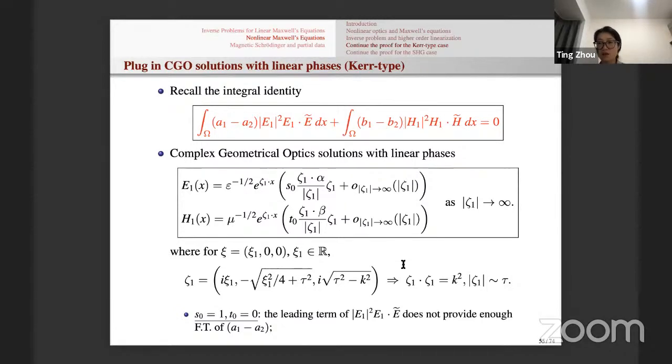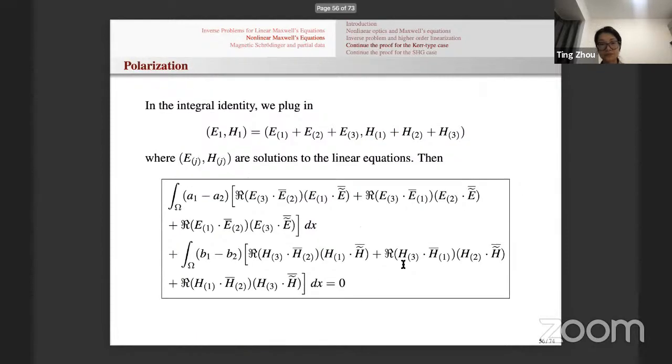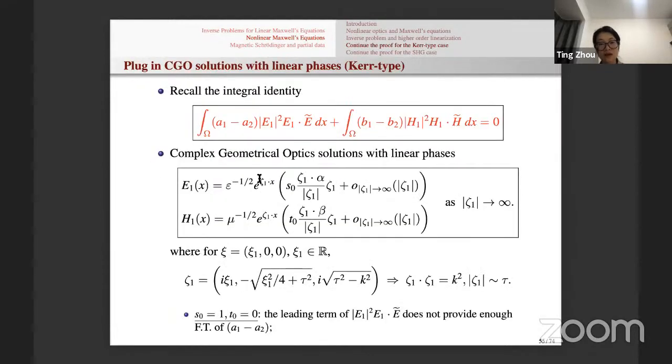Okay, so that's the general idea. However, when we try to plug these linear phase solutions into this identity, we realize we cannot find zeta 1 corresponding to E1, and zeta tilde corresponding to E tilde, such that we have the Fourier transform, e to the i zeta dot x, so that we get the Fourier transform of A1 minus A2. We cannot do that, no matter how you choose this zeta.